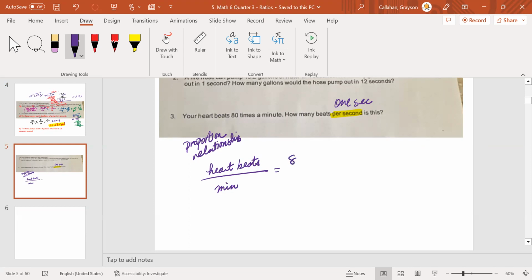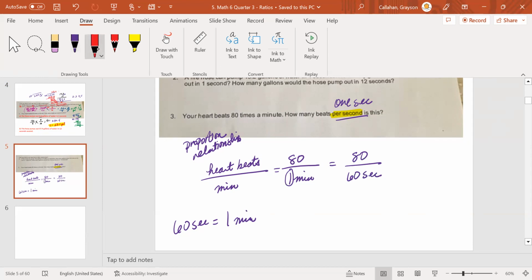It is going to be 80 times 1 minute. Well, there's 60 seconds to 1 minute, right? Do you agree with that? Since your answer wants seconds, I'll do 80 beats. Instead of doing 1 minute, I'm going to write 60 seconds instead. Do you see that? The 0 cancels, so I have 8 over 6. Reduce it, 4 over 3.